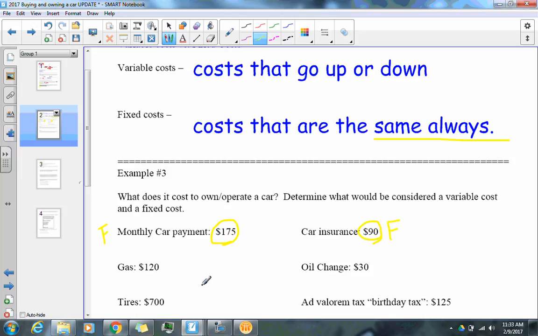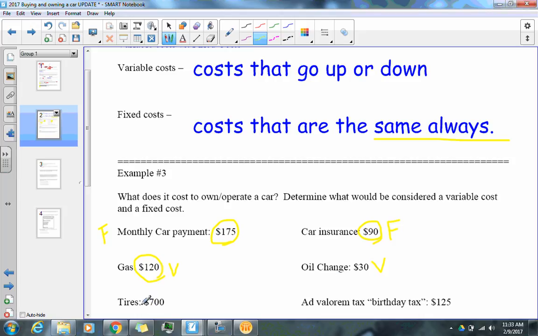Now, here's where it gets a little tricky, and that is gas. Let's say for the month you spent $120. But let's say next month you're going on vacation, and you're going to spend double that. The cost of gas goes up and down, which means it's variable. Oil change is the same thing. There are some months where you're not going to need an oil change. Say in the month of January you need an oil change, but in the month of February you don't. So this will be considered a variable cost because it's not something that is monthly, and we're looking at fixed and variable cost as monthly.